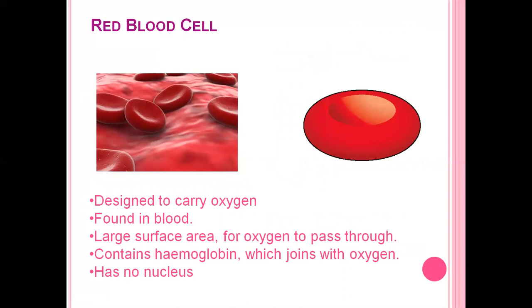The red blood cells or RBCs are responsible for oxygen transport. Their biconcave shape provides a large surface area. In humans, RBCs have no nucleus.